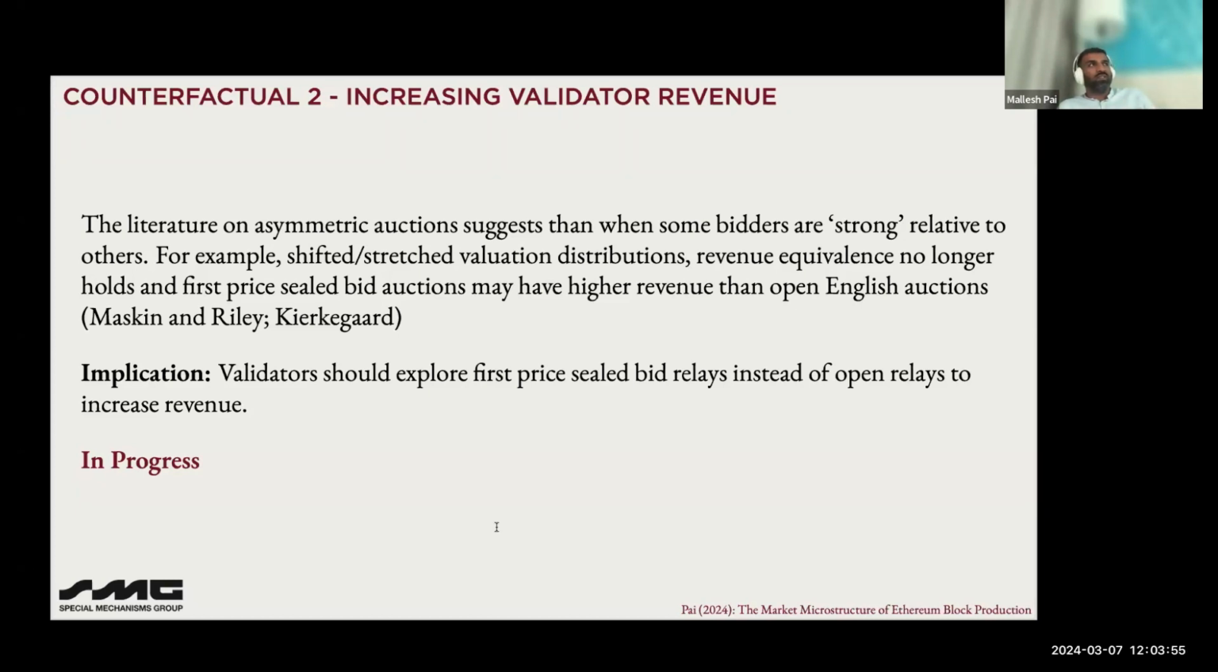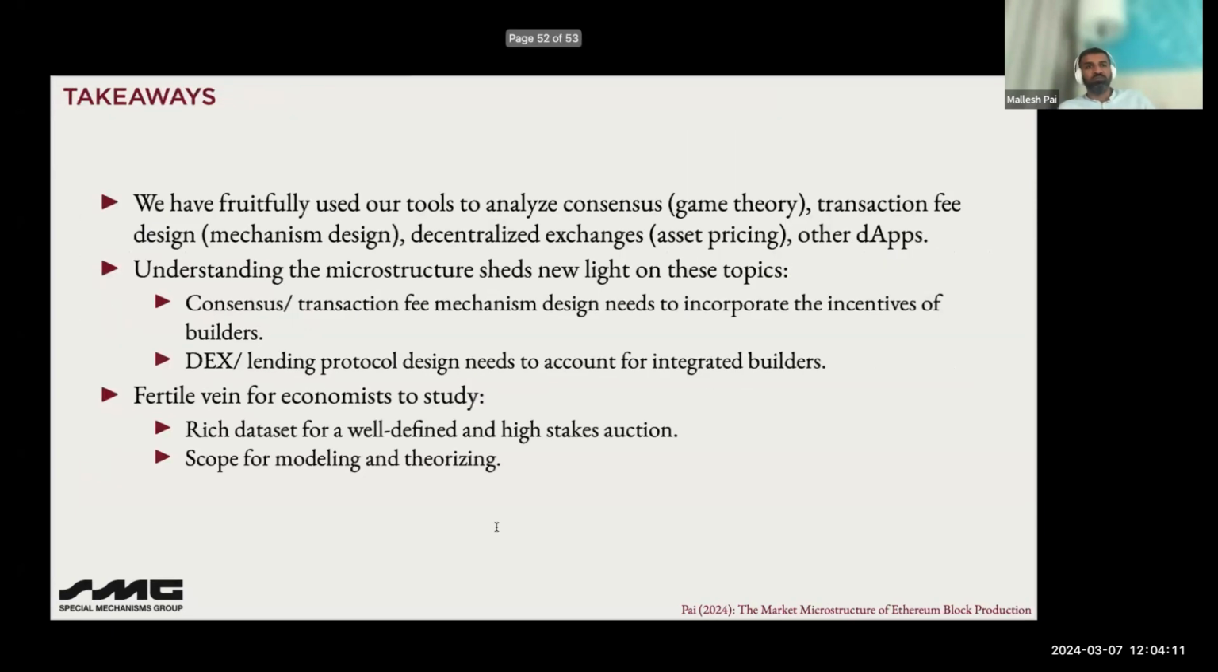So we are in the process of numerically estimating the counterfactual equilibrium under these distributions of values, but with first price auctions, to see whether there is a case for these relays switching, for example, to a first price auction instead of a second price auction.